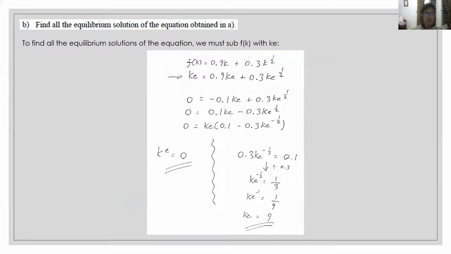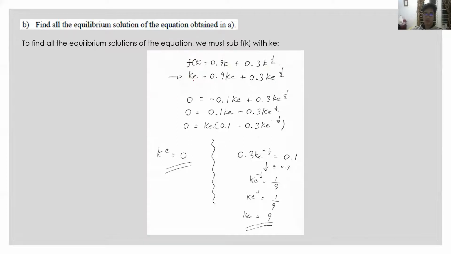So now B, find all the equilibrium solutions of the equation obtained in A. To find all the equilibrium solutions, we must sub Ke in for Fk. So Fk equals 0.9k plus 0.3k^(1/2). We can sub Ke in for k, and this will give us Ke equals 0.9 Ke plus 0.3 Ke^(1/2).